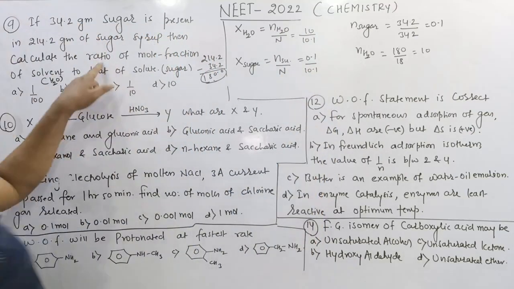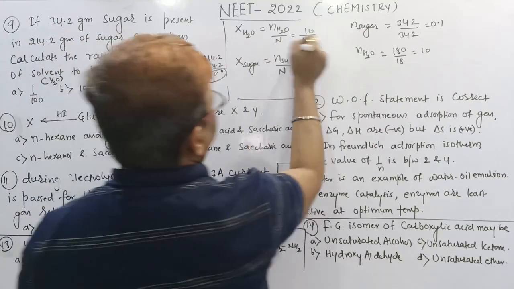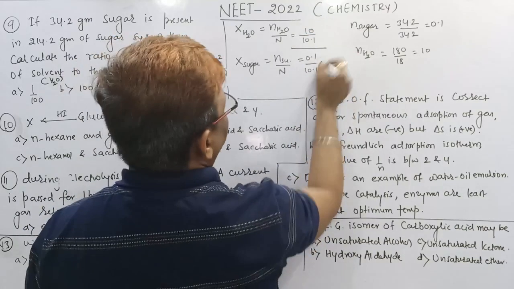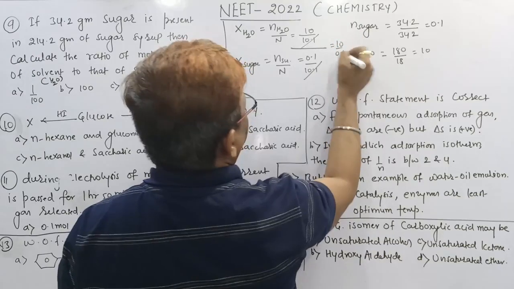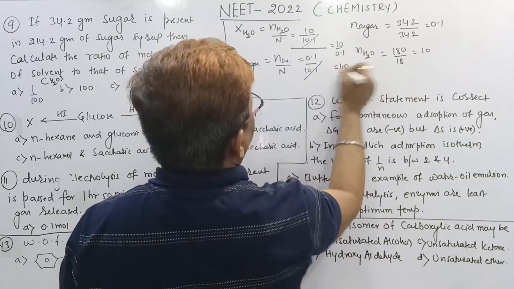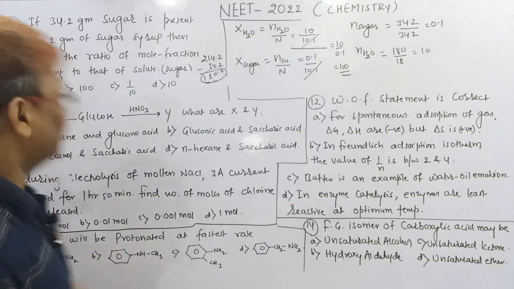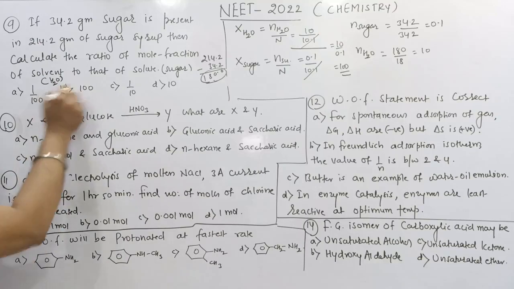If you take the ratio of mole fraction of solvent to solute, take the ratio of these two: 10 by 10.1 over 0.1 by 10.1. The 10.1 cancels, leaving 10 by 0.1. Now the answer is 100. You can see in the options, option number 2, that 100 is shown here. So the second option is our correct answer.